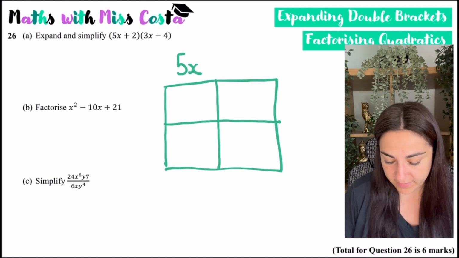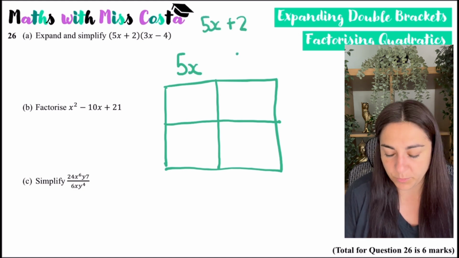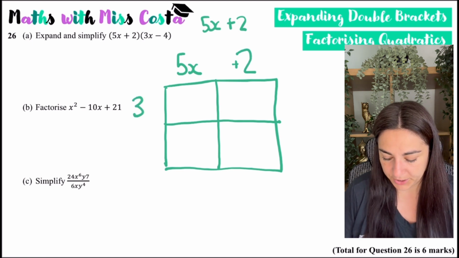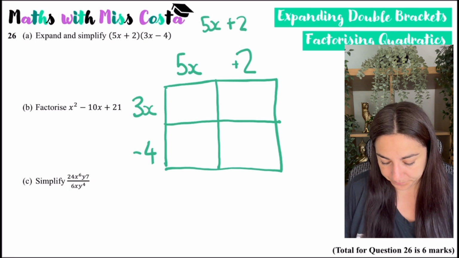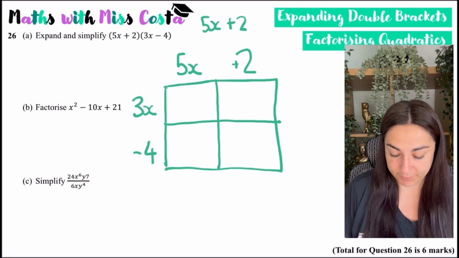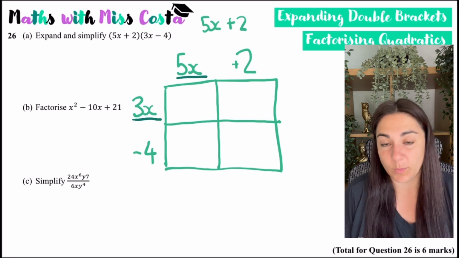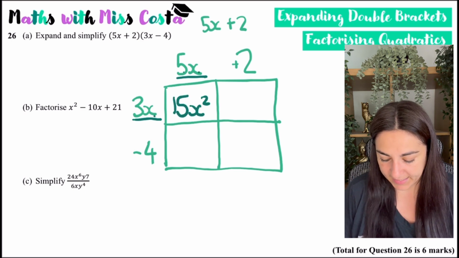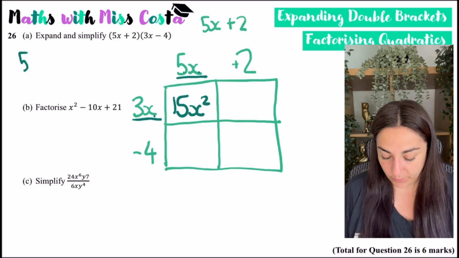So when you've got the grid, you write up the first bracket. So we've got 5x plus 2. What we do is we split it up into 2. We just split it up. Then the next bracket we split over here. We've got 3x minus 4. And then all we're doing is we're multiplying. So we've got 5x times 3x. So 5 times 3 is 15. And x times x is going to give me x squared.